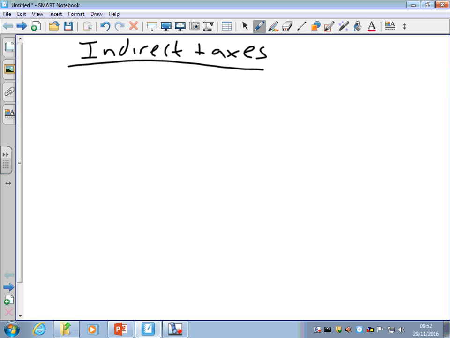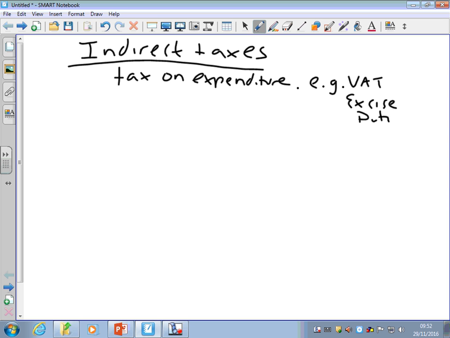A direct tax will be a tax on incomes, and that's not something we were looking at in this topic. So indirect tax is a tax on expenditure. In other words, the things that you buy. Okay, so best examples will be things like VAT, so value added tax, but you also have excise duties, so taxes that might apply to things like cigarettes or alcohol or petrol, for example. And what these will do is to bump up the market equilibrium price.